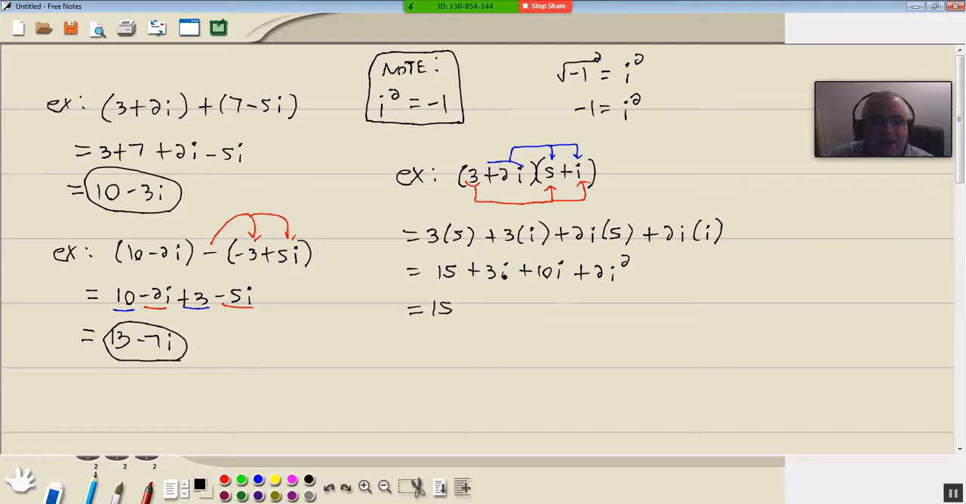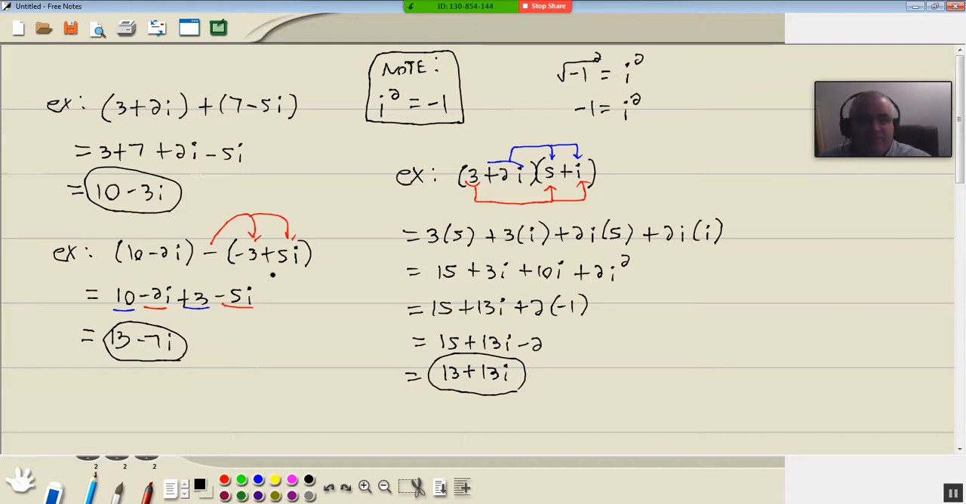So we got 15. 3i plus 10i is 13i. And we can't have an i squared, but i squared we said is equal to negative 1. So we're going to replace the i squared with negative 1. So we got 15 plus 13i minus 2. 15 minus 2 is 13, so we got 13 plus 13i. And that's our answer.